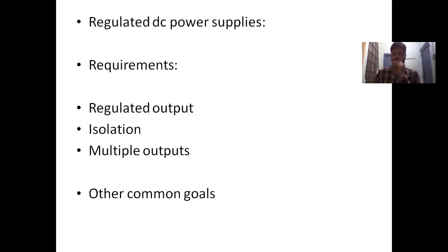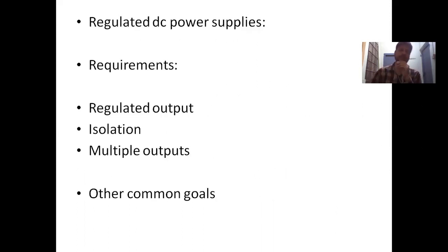The second requirement is that isolation may be required to be provided between the input and the output. We say maybe, but generally it is a compulsion to provide isolation between the input side and the output side. And the third requirement is that there may be a need to provide multiple outputs of differing polarities as well as differing voltages. Of course, there are other common goals also, such as reducing the size of the supply, reducing the cost of the supply, and of course, improving their efficiency.